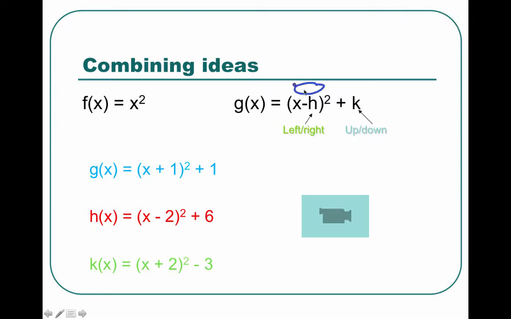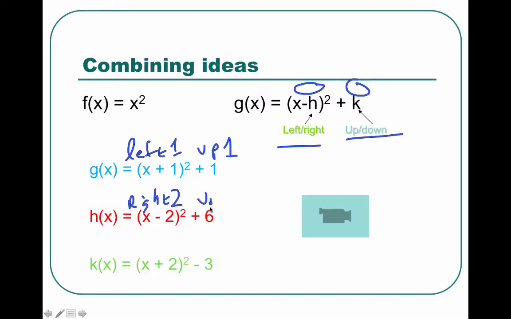Inside the parentheses is left or right. Outside the parentheses, up or down. So you've got to watch out for that opposite idea. I would suggest this one is probably left 1, up 1, and then we have right 2, up 6, and then we have left 2, down 3.